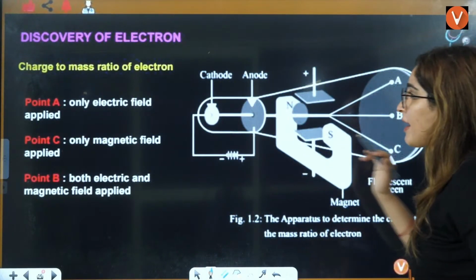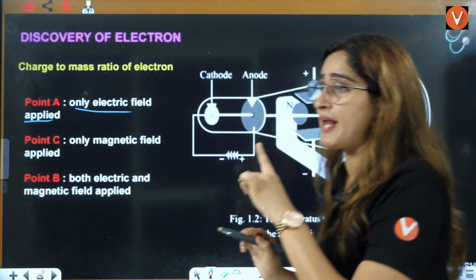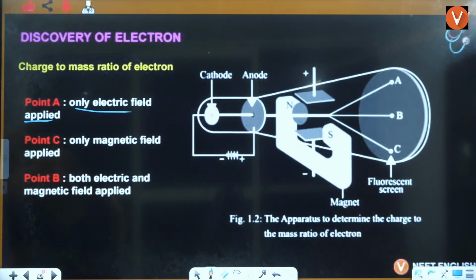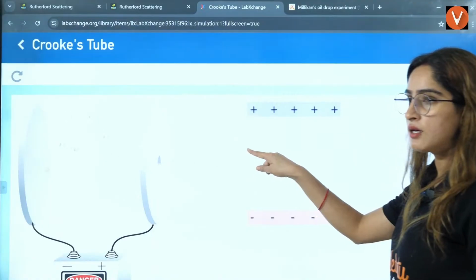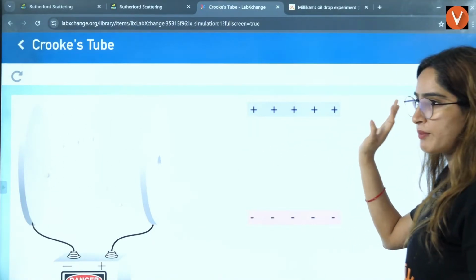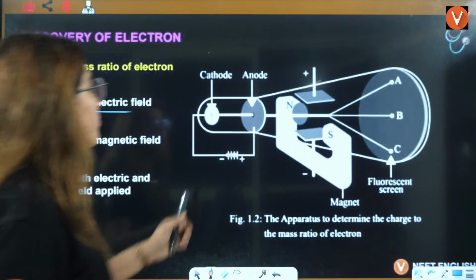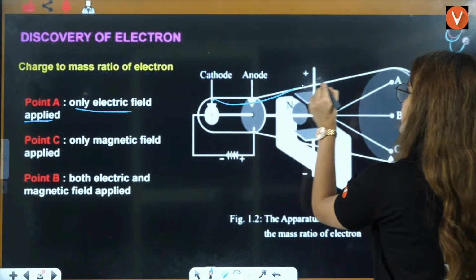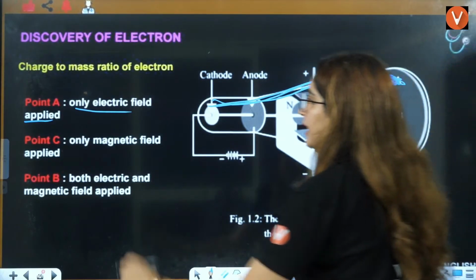When only the electric field is applied, I showed you this with the experiment as well. This is how it looks, right? It is going towards the positive terminal. I think you are not able to see this at this point, but it's okay. I have shown you before how they move towards the positive plate, because these are negative particles. So they will strike at point A.